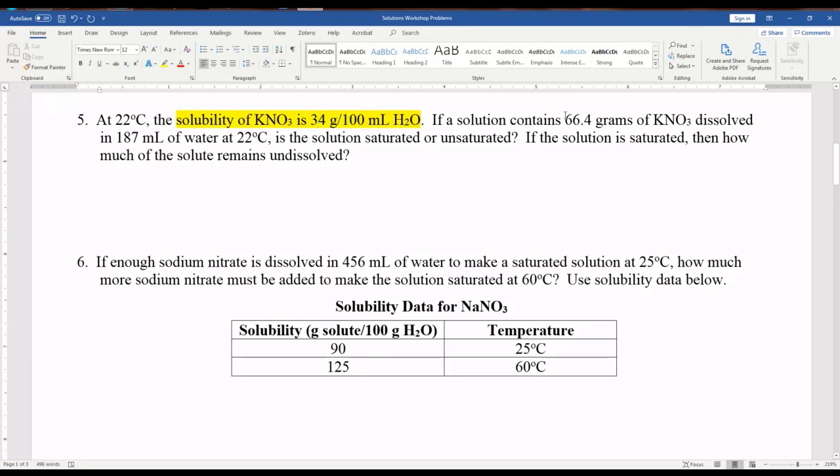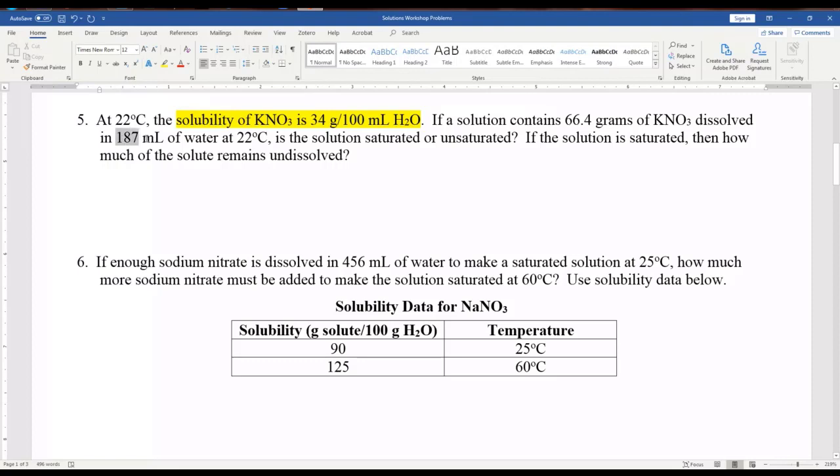If a solution contains 66.4 grams of dissolved KNO3 in 187 milliliters of water, is the solution saturated or is it unsaturated? And it says if the solution is saturated, how much remains undissolved? So in a problem like this, the easiest way to deal with this is to determine what is the maximum amount that could dissolve in the given amount of solvent.